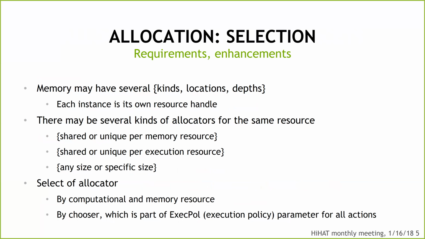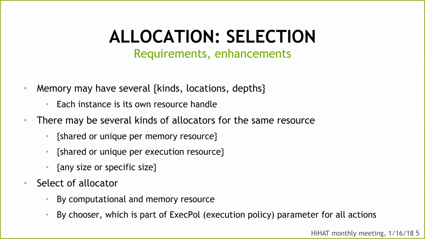Next thing is selection. So memory may have several different things. It could have different kinds. It could have different locations. It could have different depths. And the notion here is that each specific instance has its own unique resource handle. So I could have several different banks of memory, or I could have high bandwidth memory and some non-volatile memory. Those are different kinds. I could have them hanging off of different CPUs. I could have them not associated with CPUs and just hanging off of the fabric.